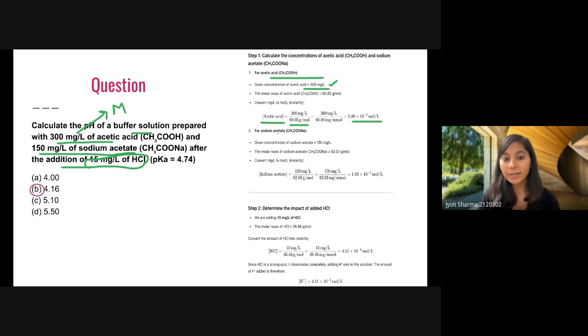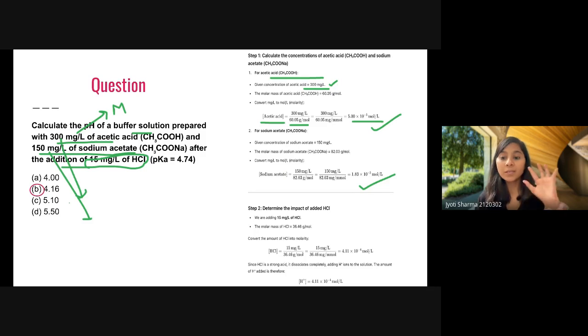So we got the molarity of acetic acid, and we got the molarity of sodium acetate based on the information, because 300 mg per liter is given and 150 mg per liter is given, meaning given mass and volume are already given, and if we know the molar mass, then we can calculate the molarity. This is how we calculated the molarity. But here we added 50 mg per liter of HCl. So first we will calculate the concentration of this in molarity. So this will be 4.11.